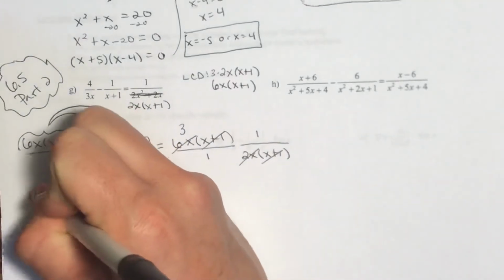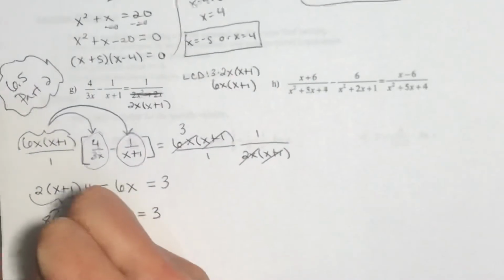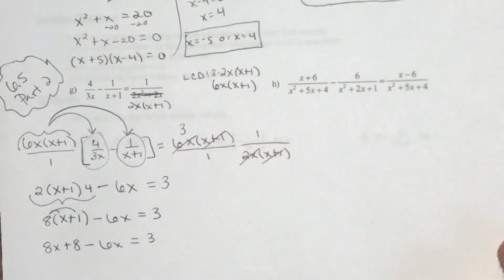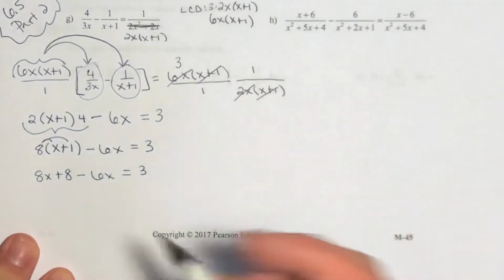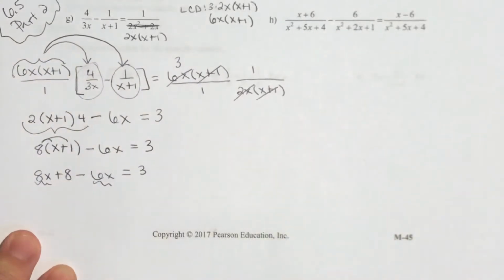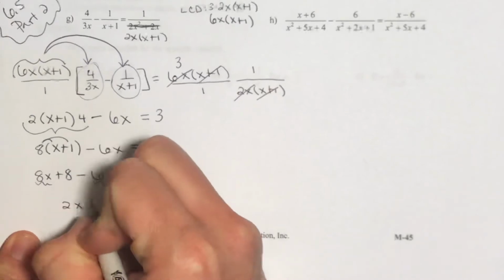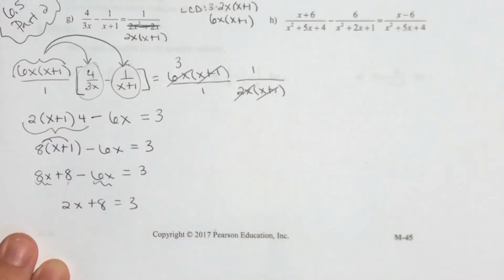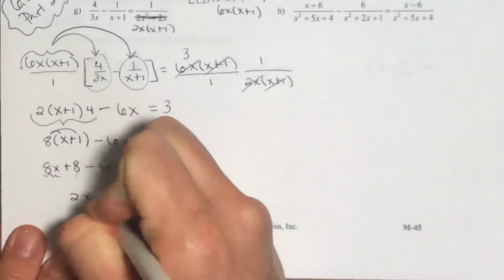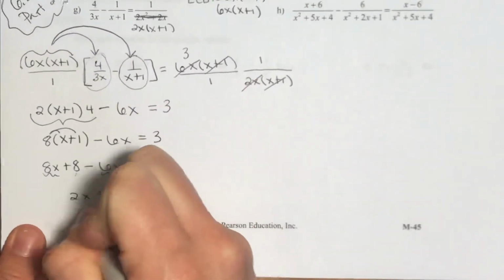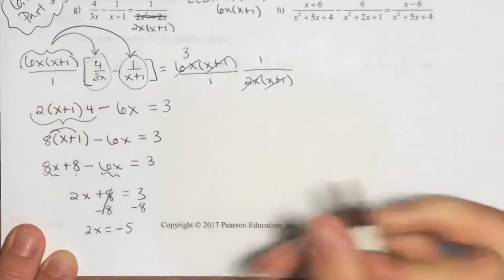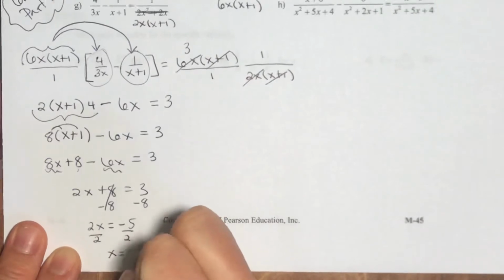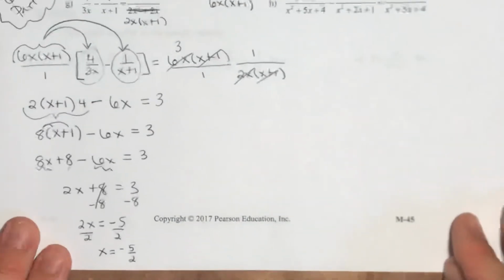Okay, now I'll have to distribute the 8 to get 8x plus 8 minus 6x is equal to 3. Okay, like terms, 8x minus 6x gives us 2x plus 8 is equal to 3. Now we can isolate the x. We'll subtract 8. 2x is equal to negative 5. Divide by 2, and we get x is equal to negative 5 over 2.